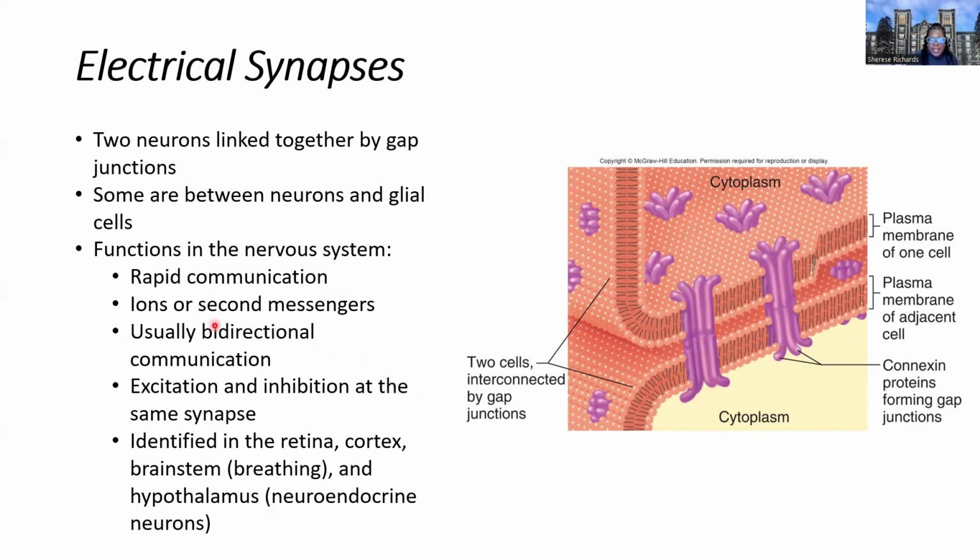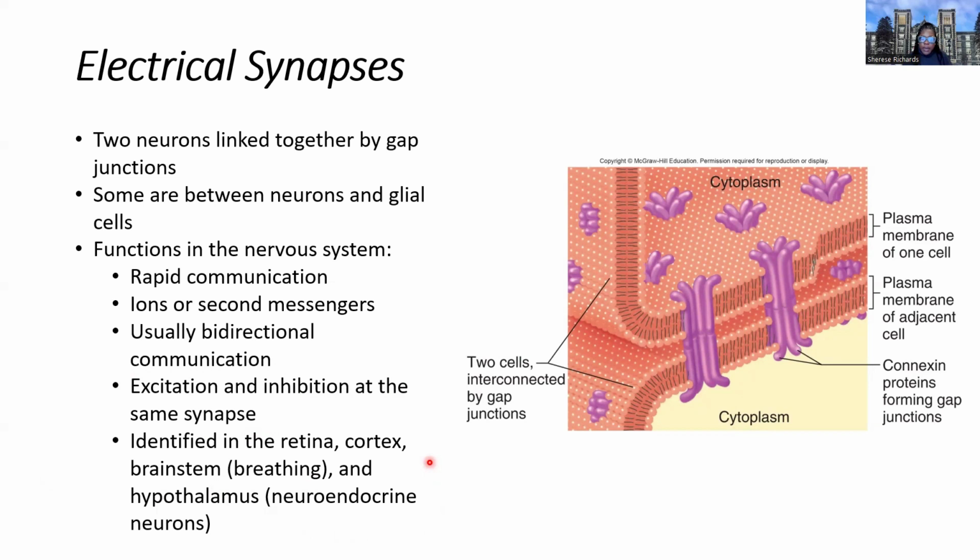These impulses are usually bidirectional, so they can, again, move from one cell to the other in both directions. And that is because there's no need to transfer this to any other form. It's going to remain as an electrical impulse and it can go right through in both directions. We're going to be able to see excitation and inhibition at the exact same synapse. So because it is a rapid transmission of the impulse, we can see both excitation and inhibition being signaled through these gap junctions.